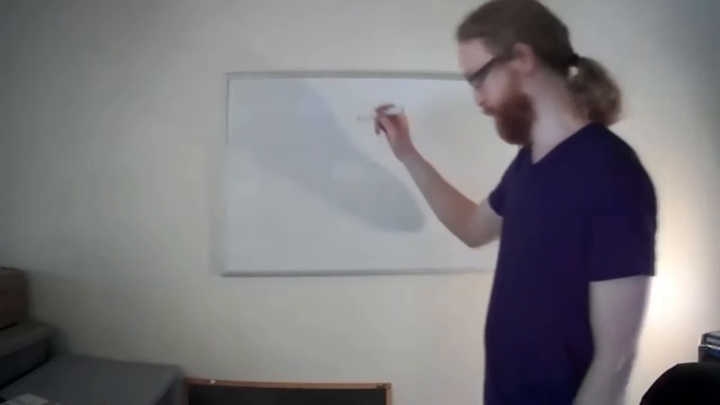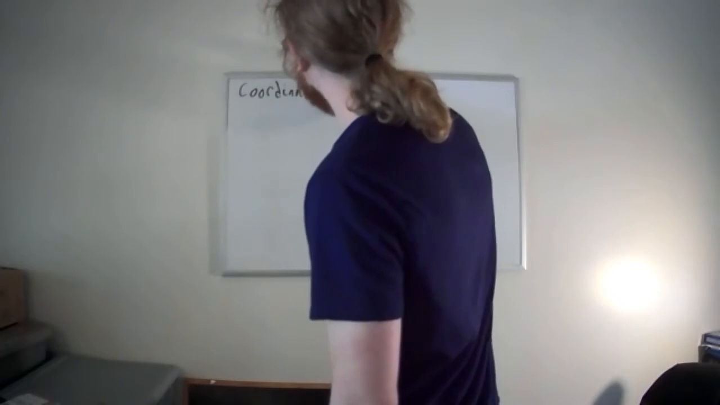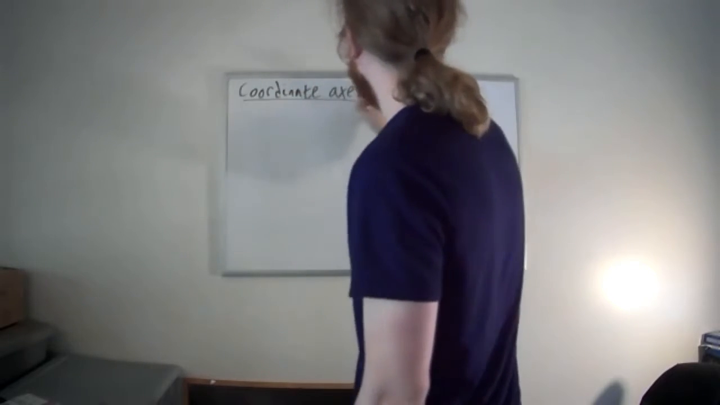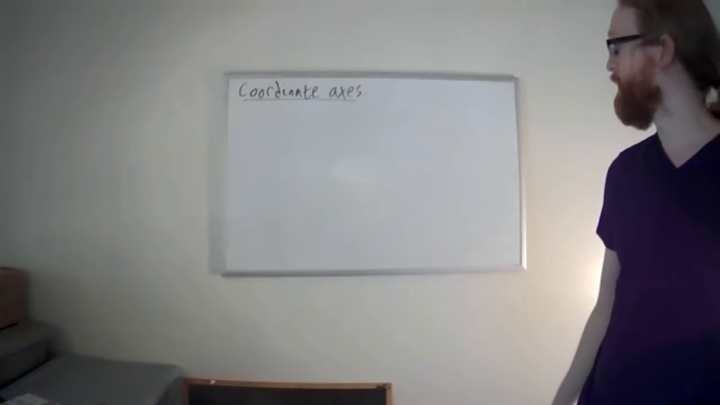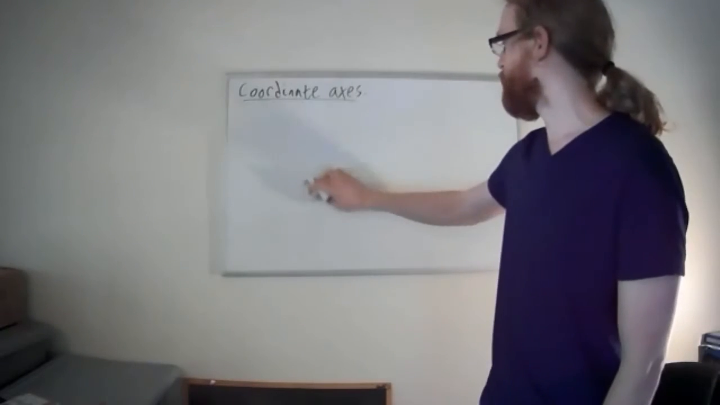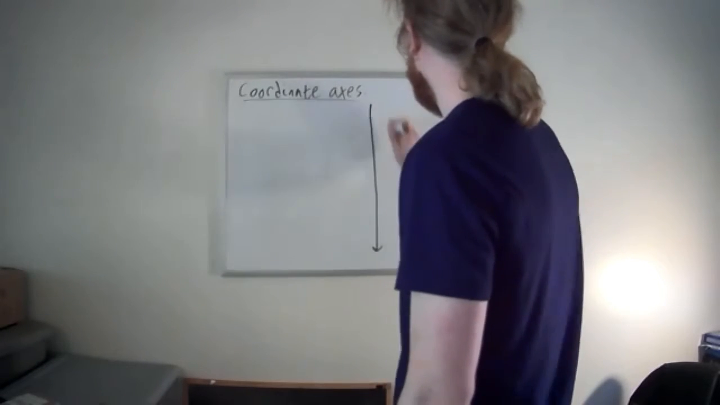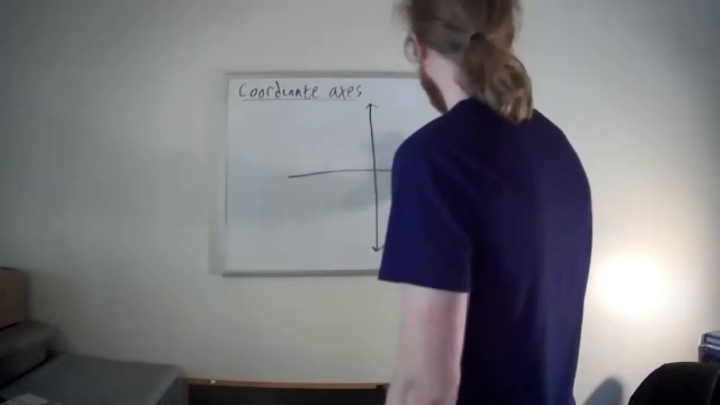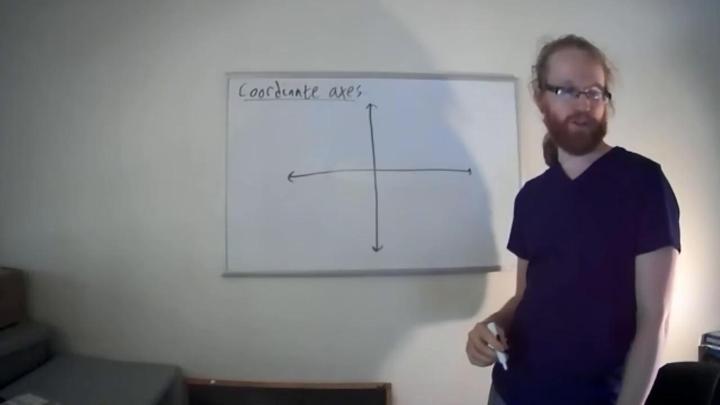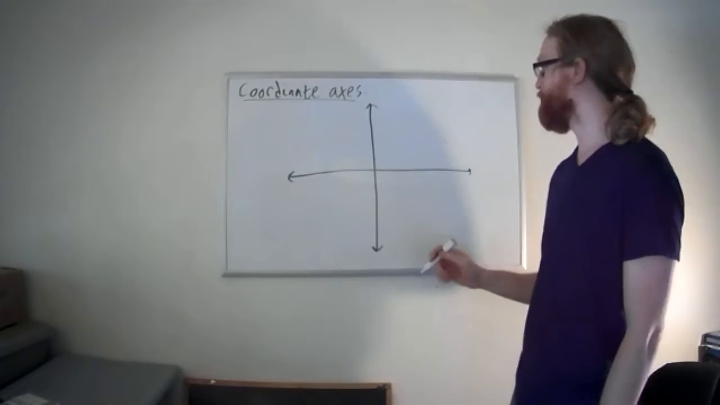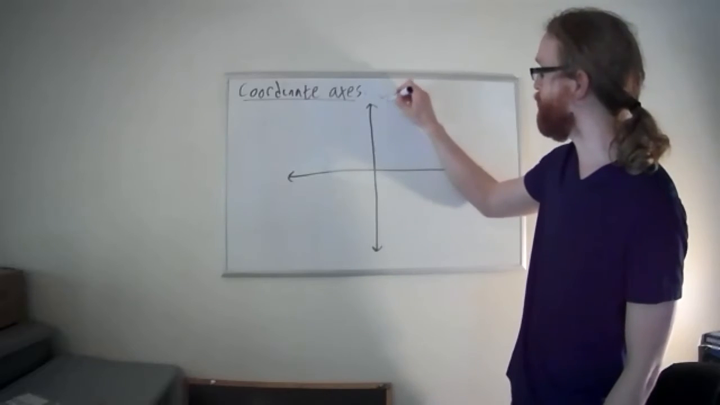We have what's called coordinate axes. Maybe the coordinate plane, either way is fine, they're synonymous. You guys will have seen something like this, and it's going to make me look a little sloppy because I'm bad at drawing. We have these two lines crossing each other. These are our axes. The horizontal one is our x-axis, and our vertical one is the y-axis.